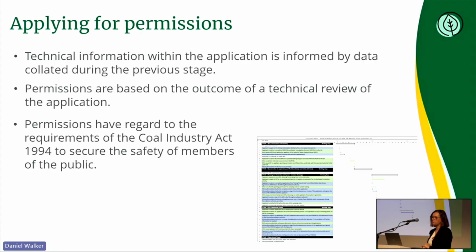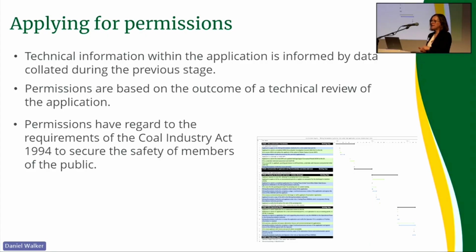In terms of applying for permissions, we look for technical information, and each stage of the technical information is informed by work that was done at the previous stage. So within an access agreement where you're looking at those controls, which may relate to water levels, for example, there'll have been some monitoring data and some sampling data done at previous stages to establish baselines by which we can monitor.